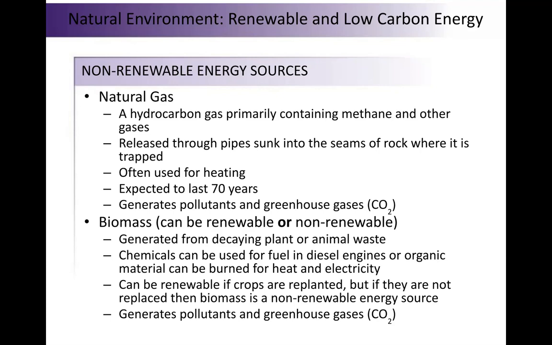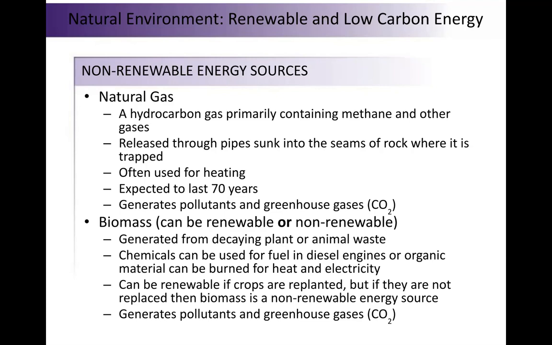And then biomass. It can be a non-renewable or a renewable source generated from decaying plants and animal waste. Chemicals can be used for fuel in diesel engines or organic material being burned for heat and electricity. It can be renewable if crops are replanted, but if they are not replaced, then biomass is a non-renewable energy source.